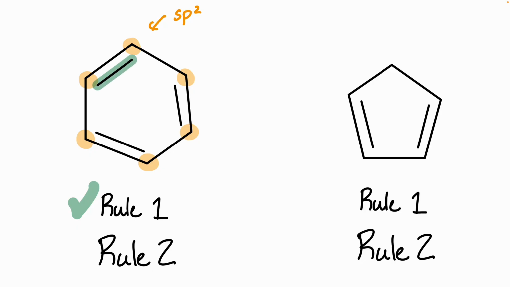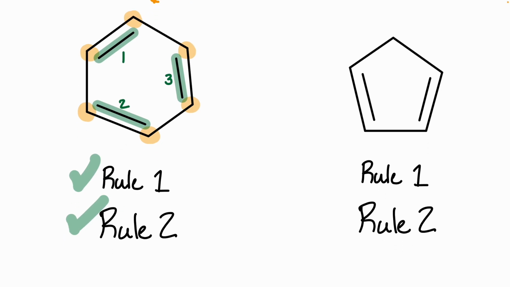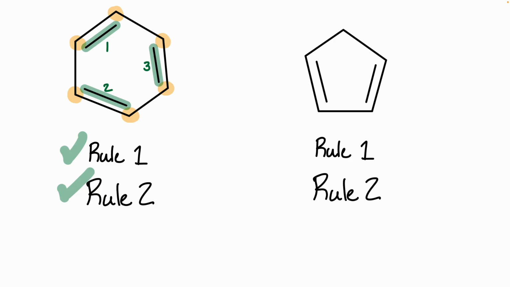Now we need an odd number of delocalized electron pairs. So this pi bond here will be delocalized because it's conjugated to this pi bond here, so that one will be delocalized, and this one here. So 1, 2, 3, indeed we have an odd number of delocalized electron pairs, right? So check, check. This is a compound that we would classify as aromatic.